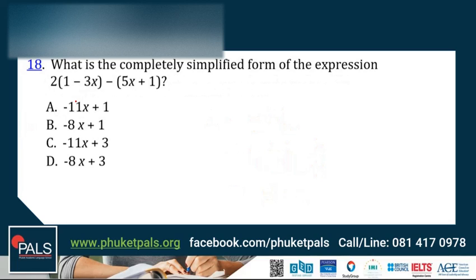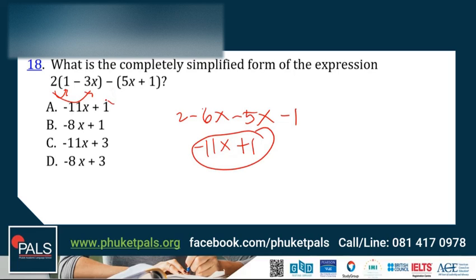Number 18. What is the completely simplified form of the expression 2 times (1 minus 3x) minus (5x plus 1)? So let us use the distributive law. 2 times 1 is 2, 2 times negative 3x is negative 6x, negative times 5x is negative 5x, negative times positive 1 is negative 1. Then combining like terms, negative 6x minus 5x is negative 11x, plus 1. So the answer is letter A.